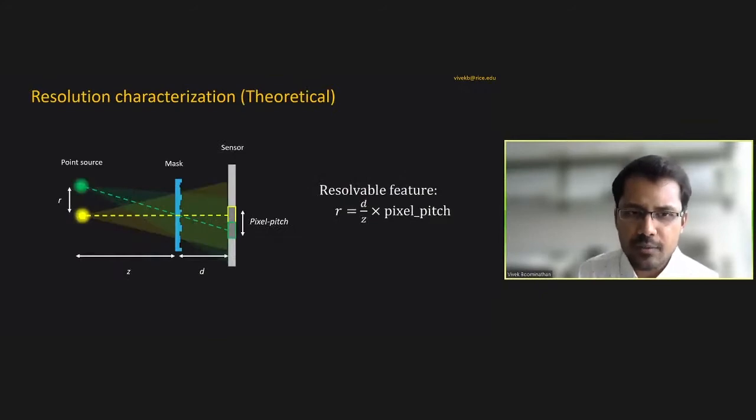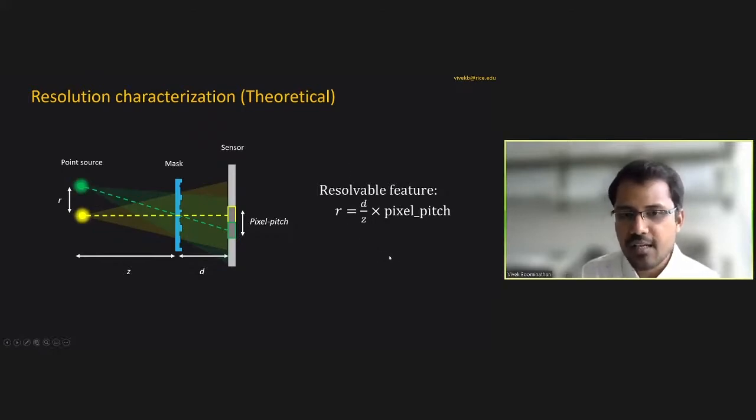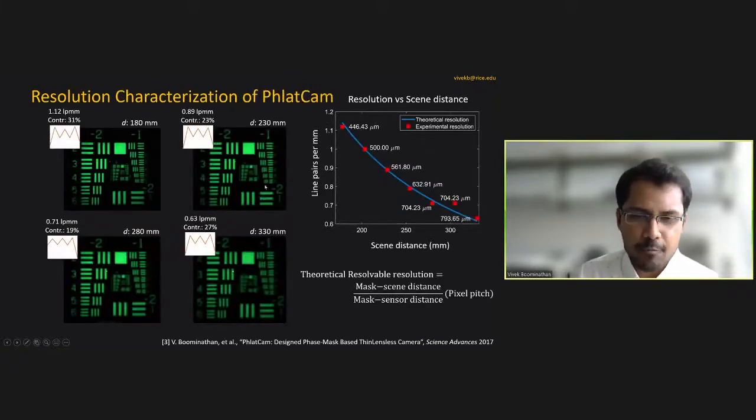So let's quickly talk about the theoretical resolution characterization of any lensless camera. It can actually be intuitively said that a resolvable feature has a width such that its translation of the point spread function on the sensor is 1 pixel pitch. Now, this is a theoretical resolution, and we always try to reach the theoretical resolution. So in that sense, a resolvable feature can be calculated in a theoretical sense as sensor to mask distance divided by the scene distance times pixel pitch. And using FlatCam, we are able to match this theoretical resolution, and we have done a USAF target characterization.